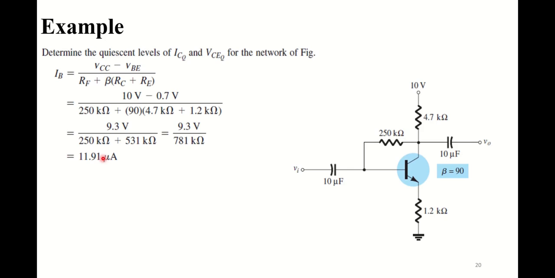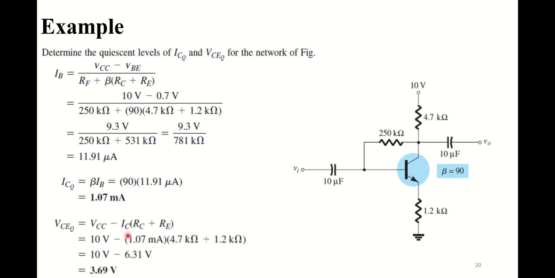After calculating IB, we need to find the value of collector current IC to finally calculate VCE. The value of IC can be calculated by using the standard equation IC is equal to beta IB, and it comes out to be 1.07 milliamperes. Finally, we can now find the value of VCE by using the output loop equations that have already been listed on the previous slide. In this equation as well, we have just placed the values given to us in this particular configuration, and the value of VCE comes out to be 3.69 volts.